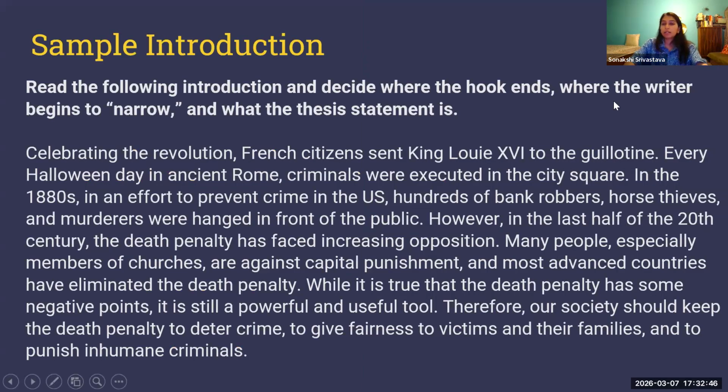Now, take 2 minutes to read this. And maybe you can do it as a personal exercise for yourself. This is a very small introduction, and I want you to just read it and see where the hook ends, where the writer begins to narrow, and what the thesis statement is. Okay, so just take 2 minutes to read it. I'll read it out loud later, but take time for your own self. Read this and decide what is the hook, where does it end, where does the writer begin to narrow down? And what is the thesis statement in this sample introduction?